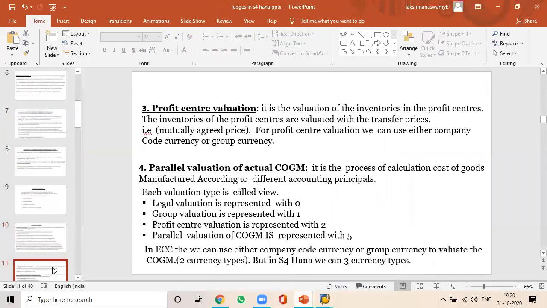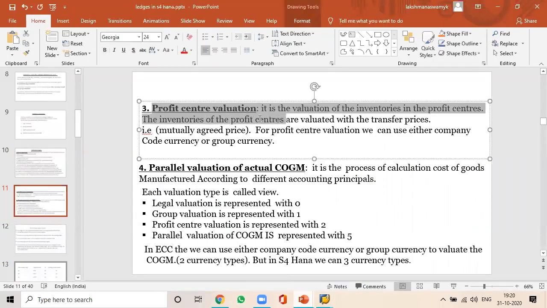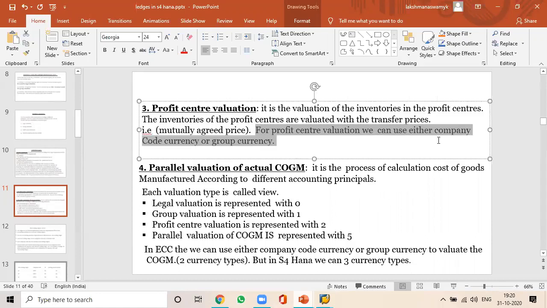Then profit center valuation. This is the third valuation, right? It is the valuation of inventories in the profit centers. The inventories of the profit centers are valuated with the transfer prices. That is mutually agreed price. For profit center valuation, we can use either company code currency or group currency.